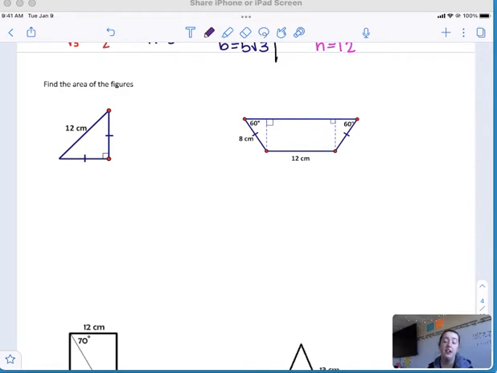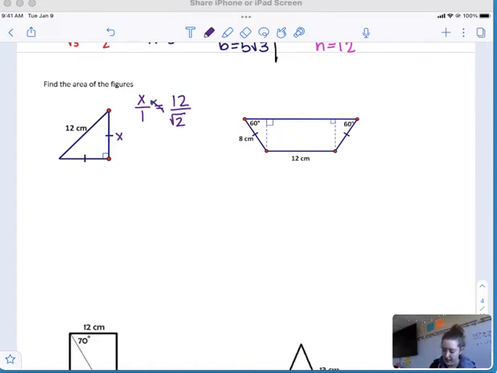This next figure is again a 45-45-90 triangle. The reason we know that is because it has a 90-degree angle and the legs are the same. So we know it has to be 45-45-90. So with 45-45-90s, remember the leg, we'll just call that x because we don't know what it is. We put him over 1, and then we take the hypotenuse, which is 12, and put him over the square root of 2. And we'll cross multiply.